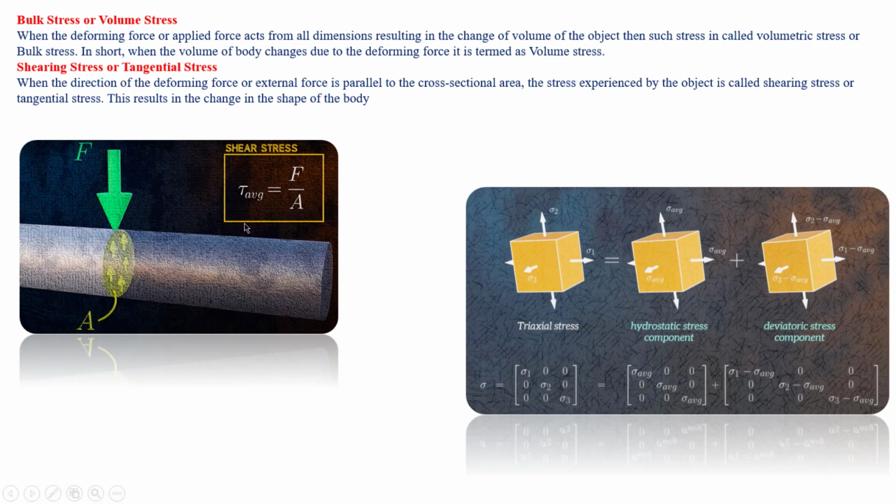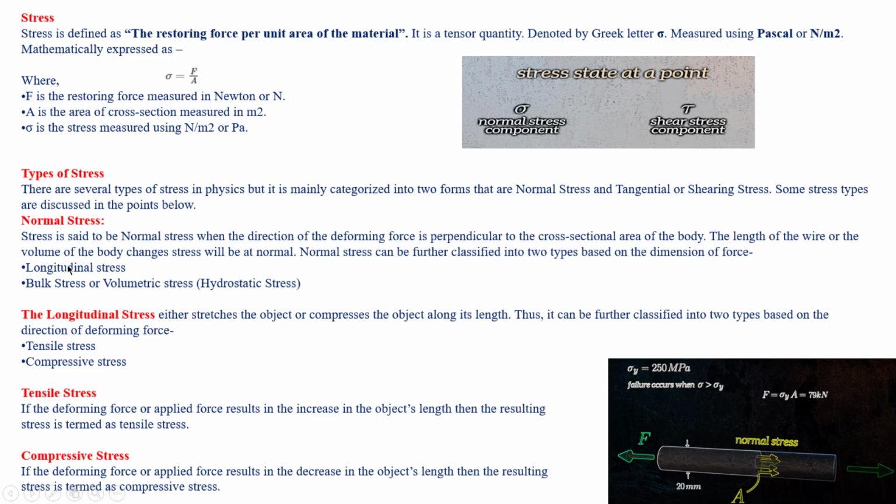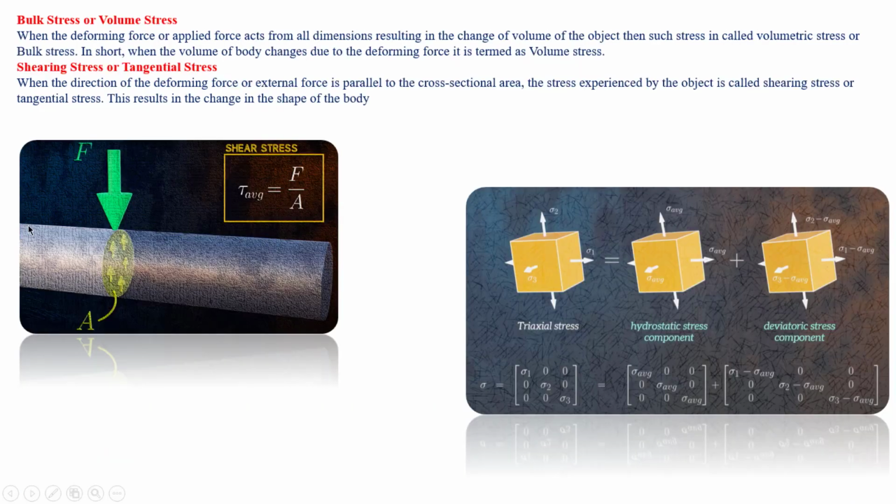A very important thing again: for normal stress, whatever force you apply is perpendicular to the cross-sectional area. Can you see, this is the cross-sectional area. The force application is perpendicular in the normal stress condition. When it comes to shear stress, the force you apply is parallel to the cross-sectional area. Can you see, this is how it takes place.